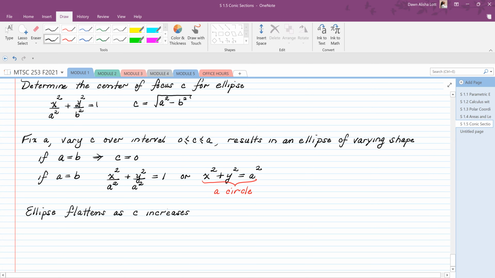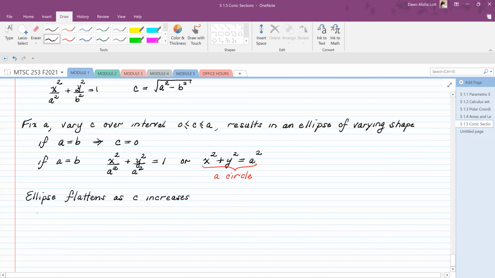All right. If c is equal to a, then that means that b is 0. And then the foci and the vertices overlap and the ellipse becomes a line segment.